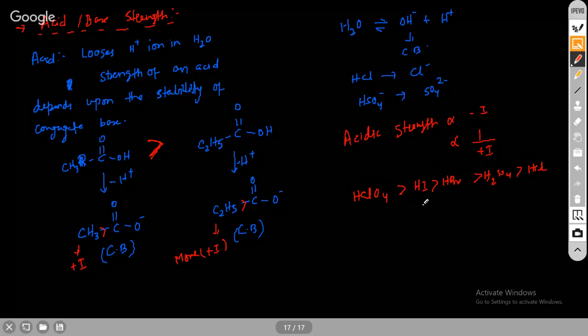So if you compare HI and HBr, obviously HI is more acidic than HBr. But if you compare HBr and H2SO4, HBr is more acidic than H2SO4, and it is true for HCl and H2SO4 also, right? So it is always relative. Okay, a few examples you see.